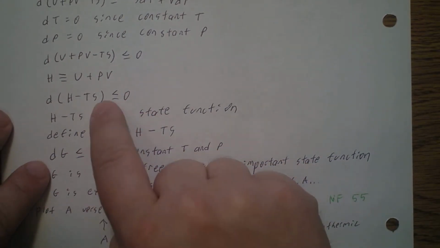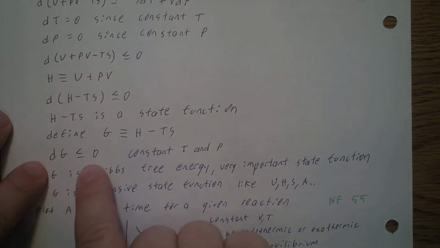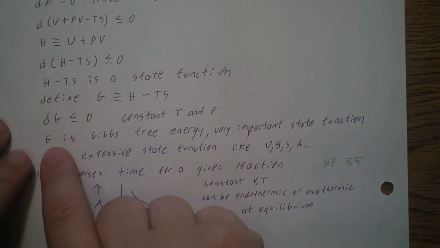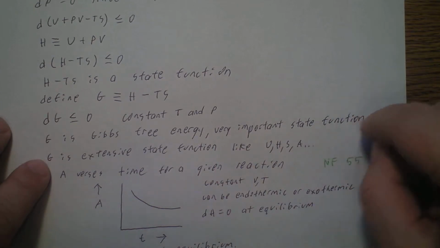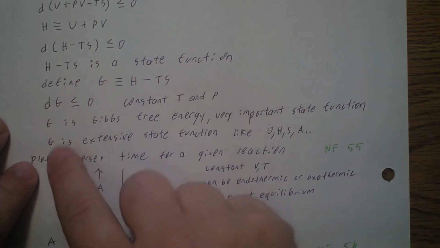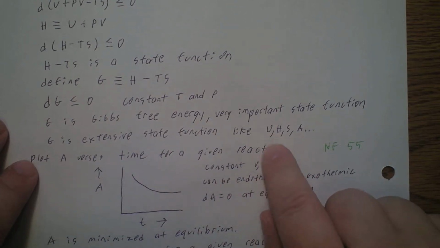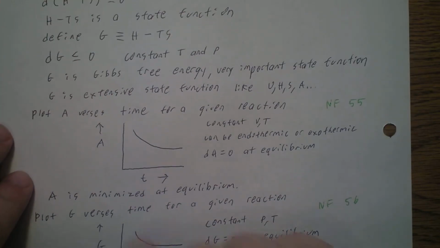So we can say from that, substituting in, that the differential of the Gibbs free energy is less than or equal to 0, only if you're at constant temperature and pressure. So capital G, we're calling that the Gibbs free energy function. This is a very important state function. Now G, of course, is extensive. It's a state function, just like internal energy, enthalpy, entropy, Helmholtz free energy, etc.